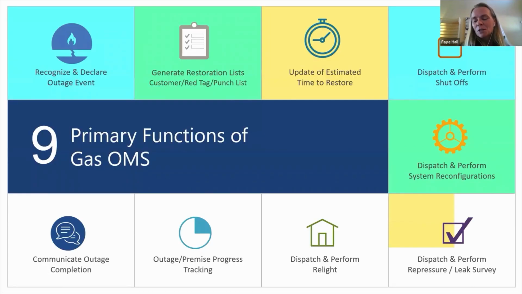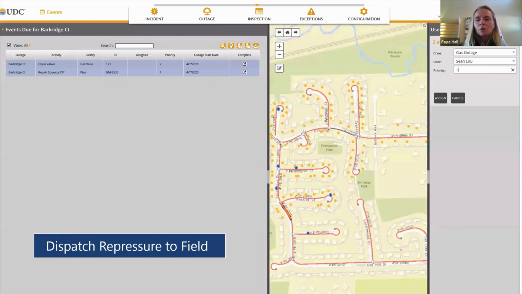Okay, bottom right corner, dispatch and perform the repressurization step. This one has two, repressurization and leak survey, but it's the same pattern.